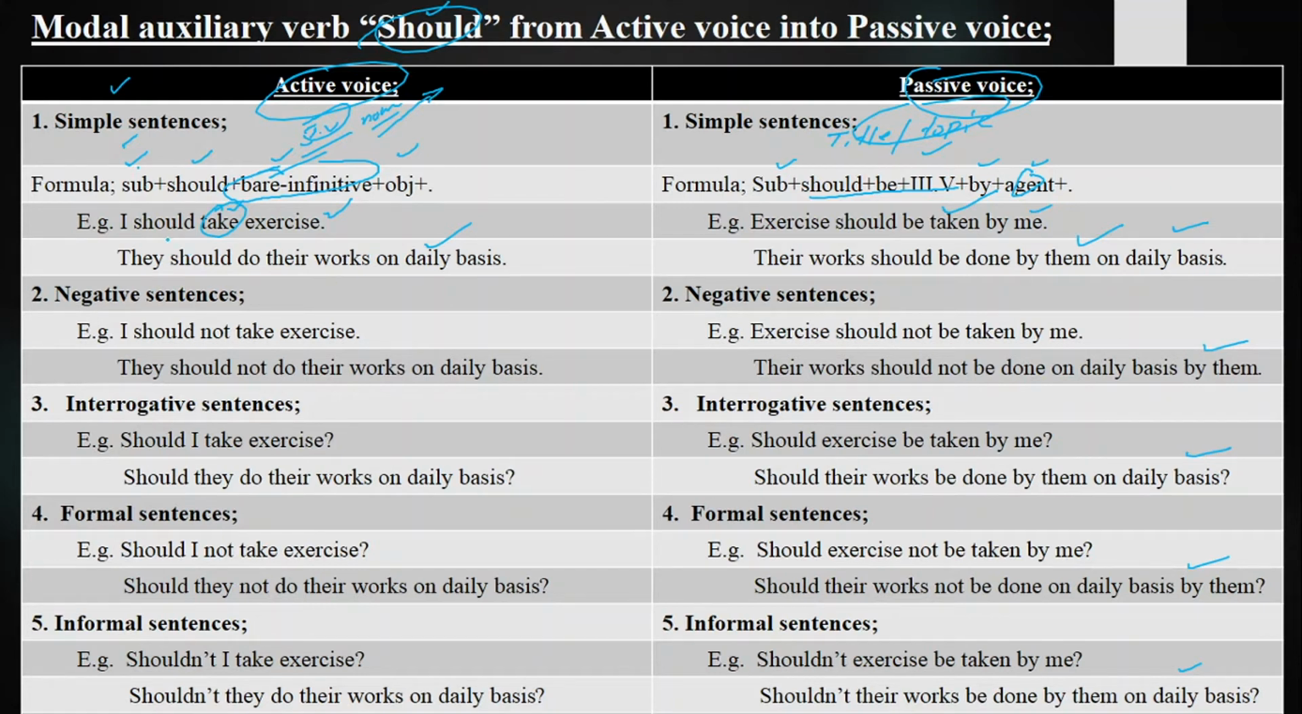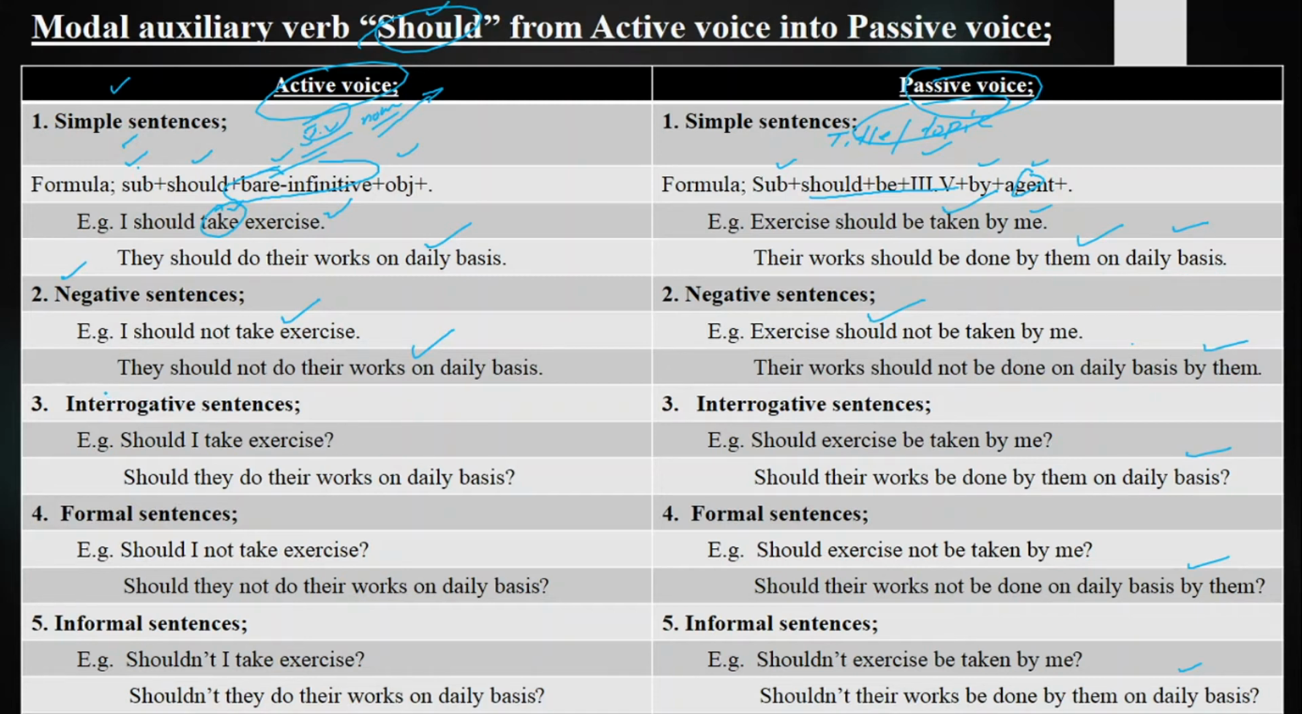Okay, now negative sentences, those sentences in which we deny the statement, reject the statement, or refuse the statement. I should not take exercise. Exercise should not be taken by me. They should not do their works on daily basis. Their works should not be done on daily basis by them. So you can change it in two ways: by them on daily basis, or on daily basis by them.